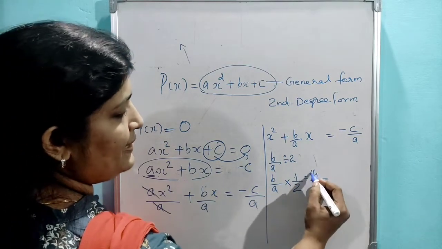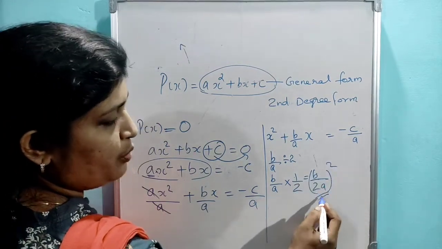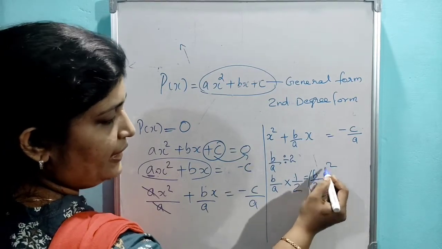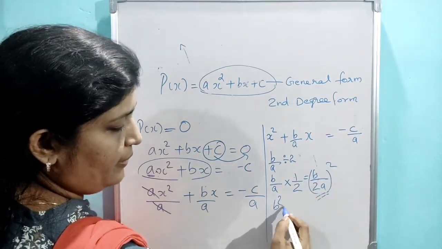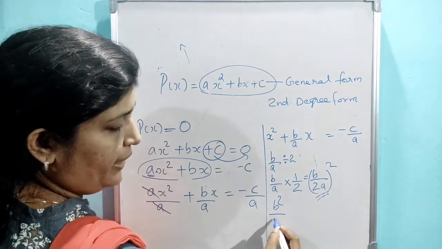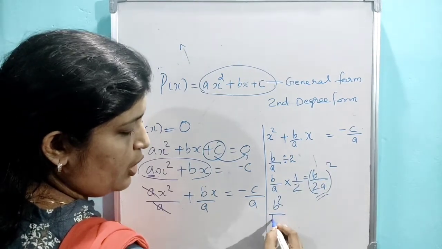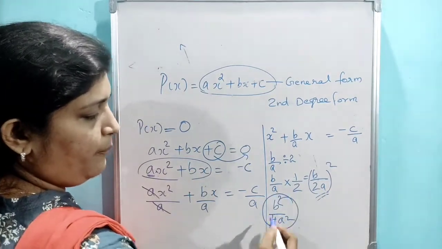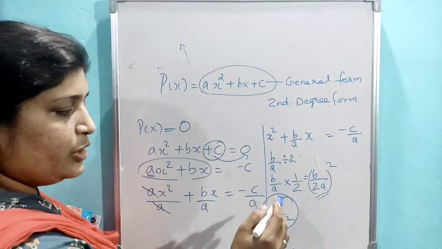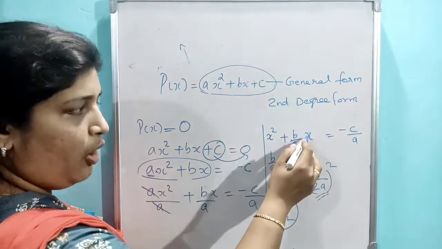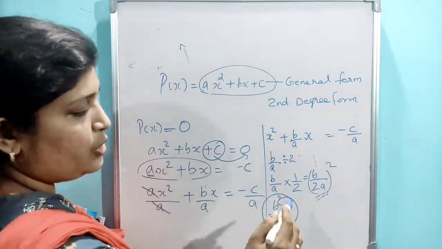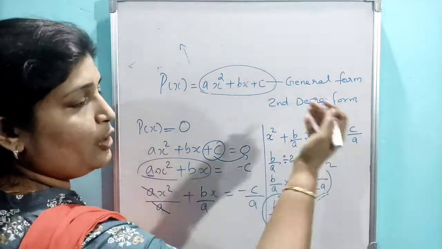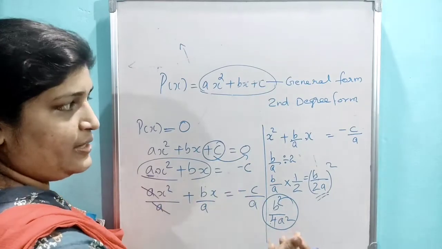So what is its square? Square of b by 2a. This is half of the coefficient of x, and its square: b square is b square itself. Then what is 2a square? 2 square is 4 and a square is a square. So b square by 4a square is the square of half of the coefficient of x. So add this b square by 4a square on both sides of the equation. That is our next step.